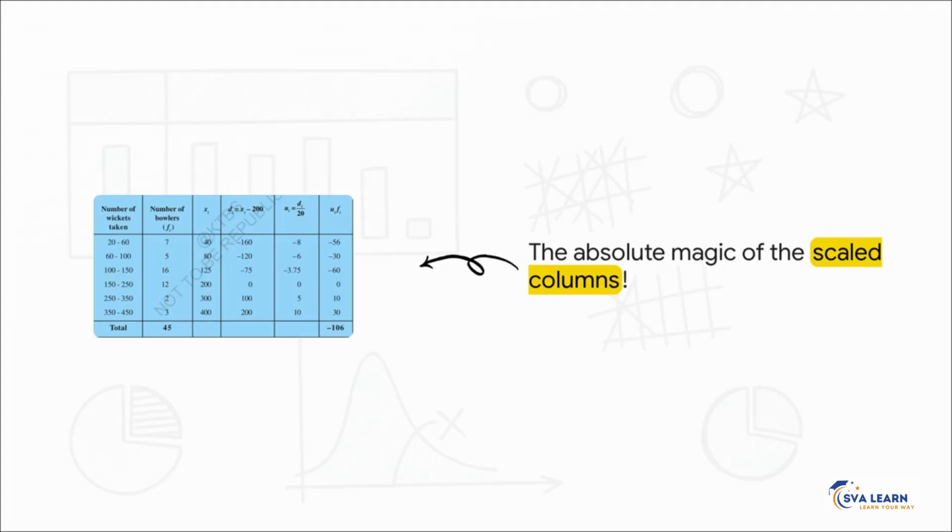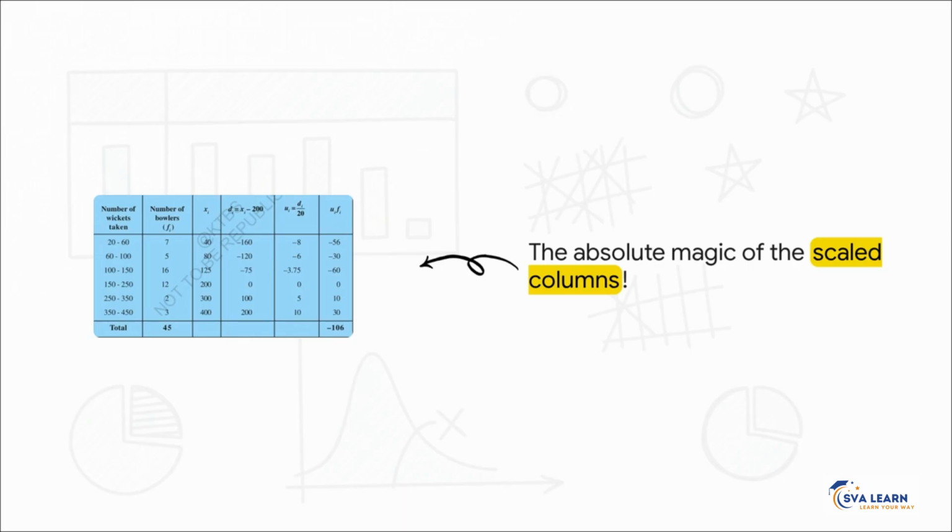Okay, just look at the absolute magic happening in these last two columns right now. We divided those scary deviations by 20. Minus 160 instantly became minus 8. Minus 120 became minus 6. 100 became just 5. Now to find our average, look at the very last column. We are quite literally just doing simple single-digit times tables.